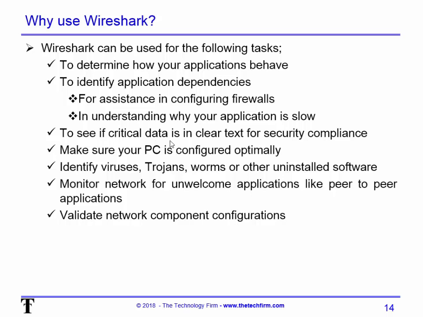To see if critical data is in clear text for security compliance, and I see that all the time, where an application is sending an account number, a password, a user ID, that sort of thing, over the air if it's wireless or the wire, but over the network in clear text. Clear text means that you can read the data with no effort. Right? We're not talking about trying to hack it or crack it or apply some sort of security key or encryption key. This is just the way it's sent out over the wire. And I'm going to talk a lot about that through this course.